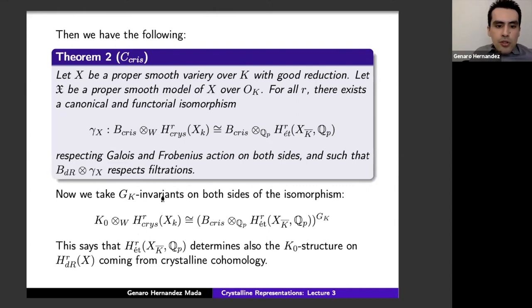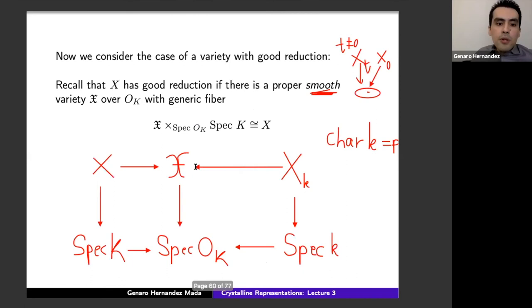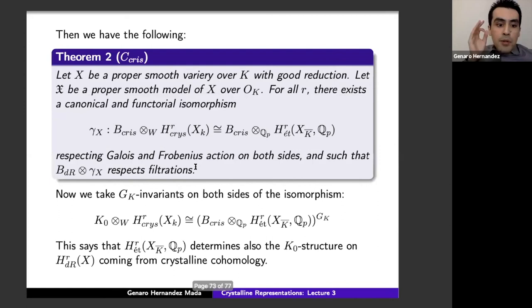So what this is telling us is that the étale cohomology, p-adic étale cohomology, determines not only the de Rham cohomology in this sense, but also gives me the K_0 structure that comes from the crystalline cohomology from the special fiber, right? So this is actually deeper, right? This is telling me that the étale cohomology carries even more information.